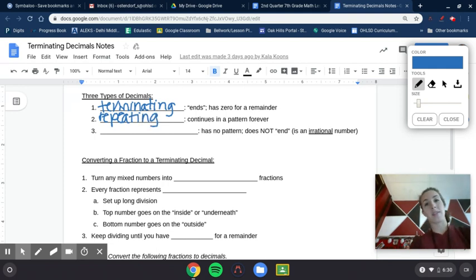And then there are such things as decimals that go on and on and on, but they don't repeat. These are known as irrational numbers, and a very common example that you'll hear is pi. So pi is a decimal that goes on and on and on, but it does not repeat. Pi is also an irrational number. These types of decimals are just called non-repeating decimals.